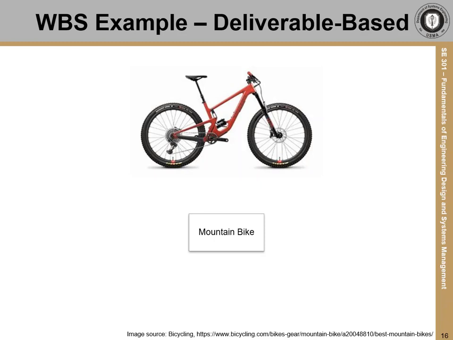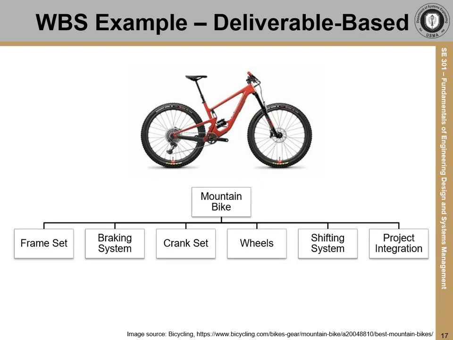That's the final deliverable. Next, we begin to decompose it into the major parts, asking the question, what needs to be produced in order to deliver the mountain bike? At the first level, we see distinct deliverables that when combined will create a mountain bike. The frame set, the braking system, the crank set, the wheels, the shifting system, and then we have project integration.